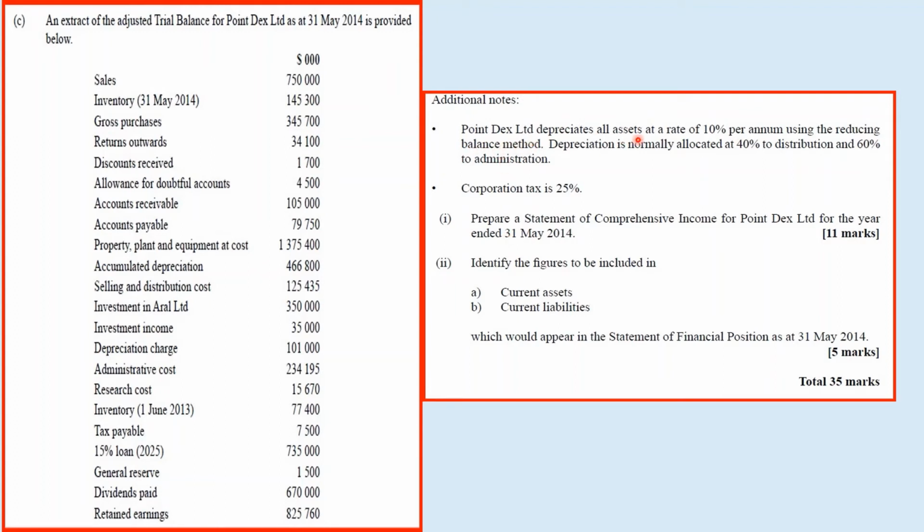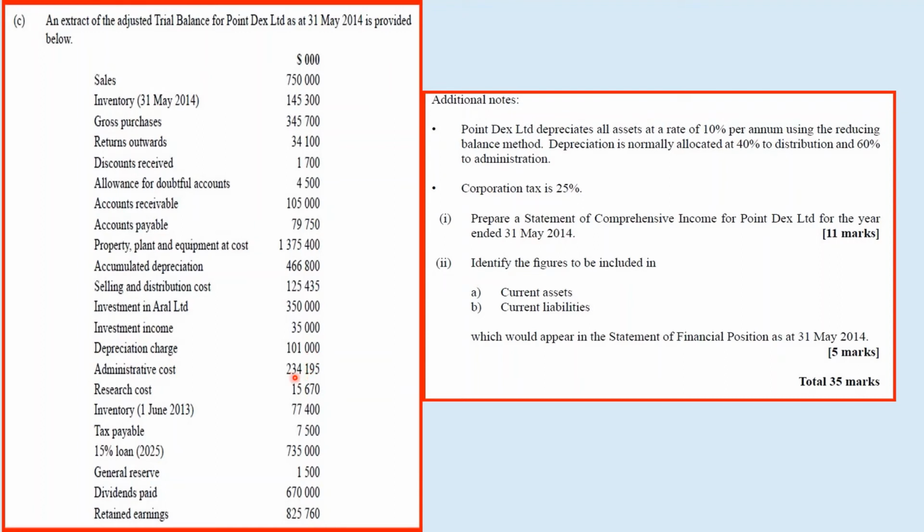Poindex Limited depreciates all assets at a rate of 10% per annum using the reducing balance method. Depreciation is normally allocated 40% to distribution and 60% to administration. So we notice that the depreciation is already calculated, 101,000, and we will have to allocate that 40% and 60%.